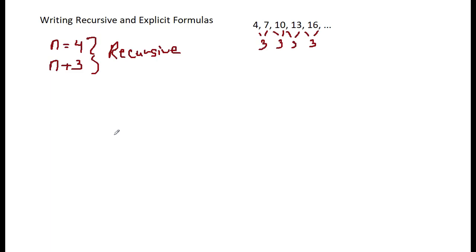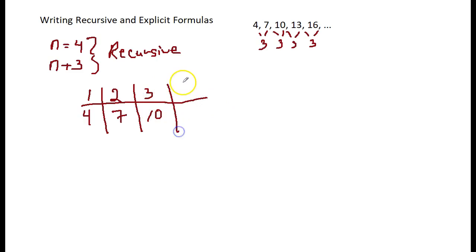Okay, so let's see if we can find other patterns. All right, now my first number is 4. The second term is 7. The third one is 10. The fourth number is 13. And the fifth one is 16.